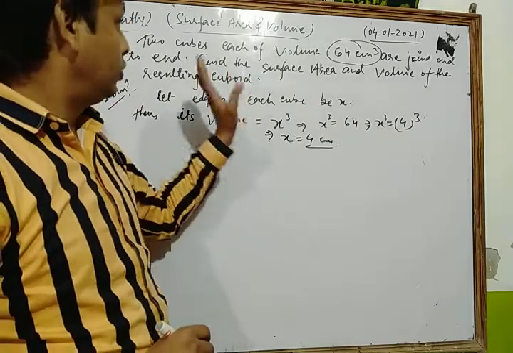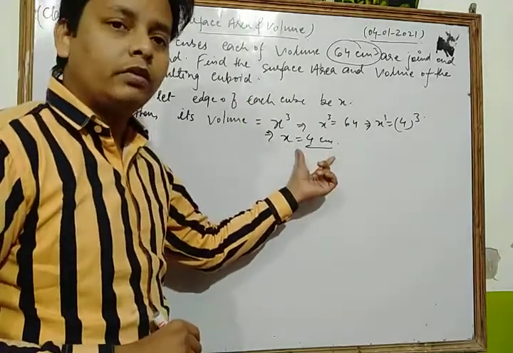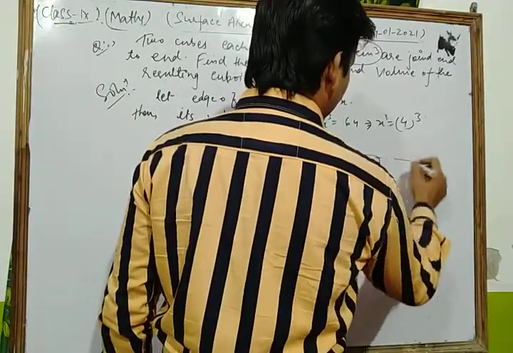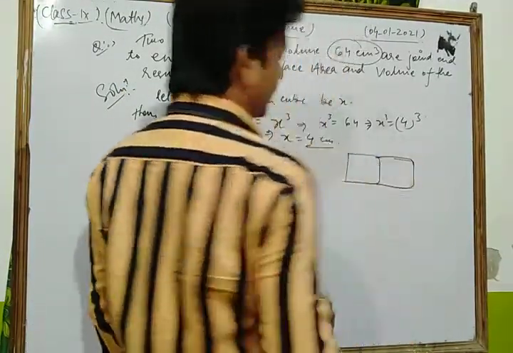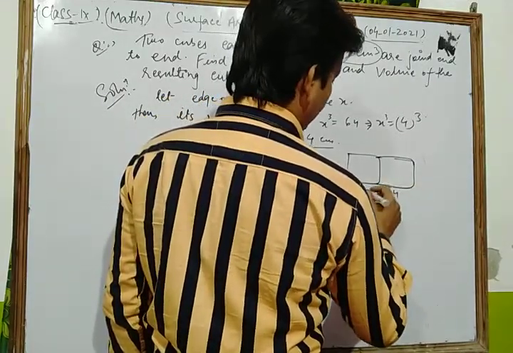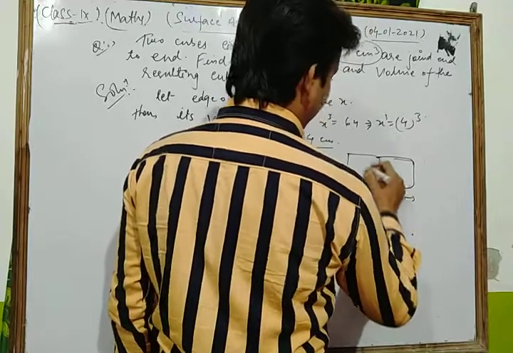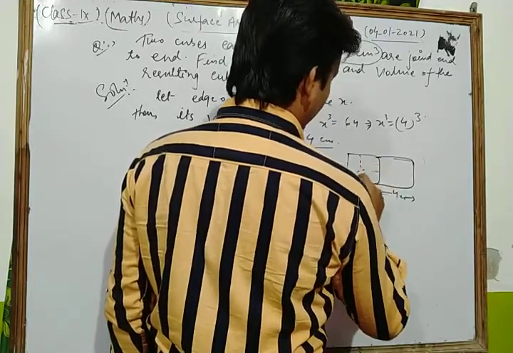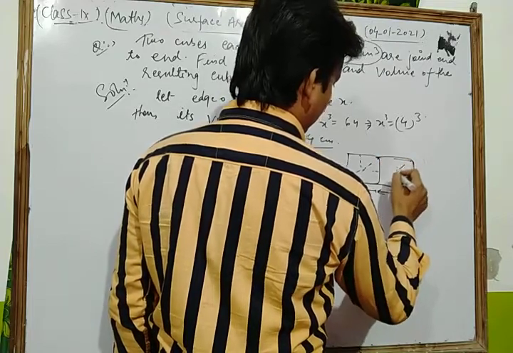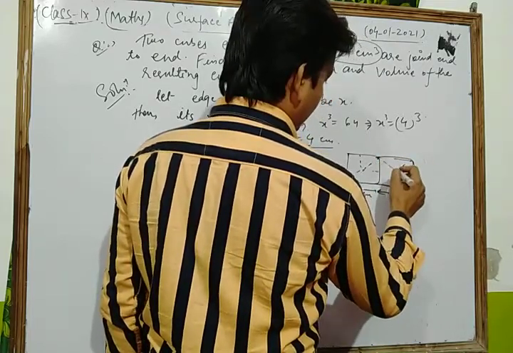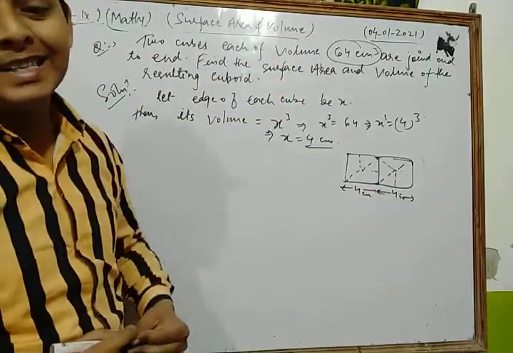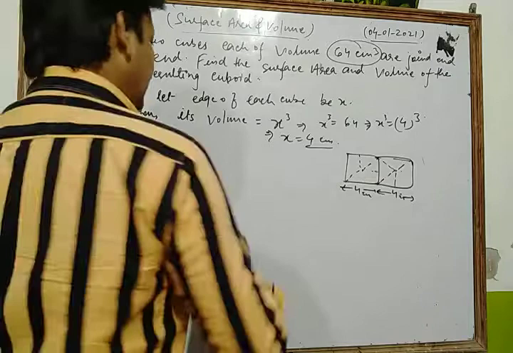Now, here two cubes, each of edge 4 centimeter, are joined end to end in this way, dear friend. When two cubes are joined end to end, then in that condition, the length of the resulting cuboid is what? 8 centimeter. Okay, let's see.